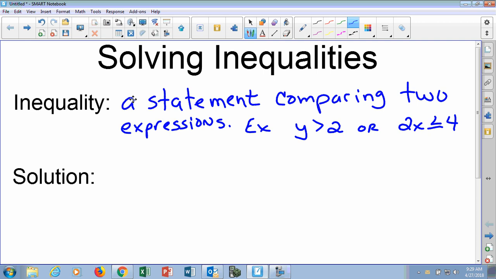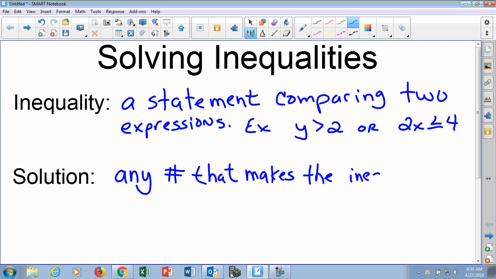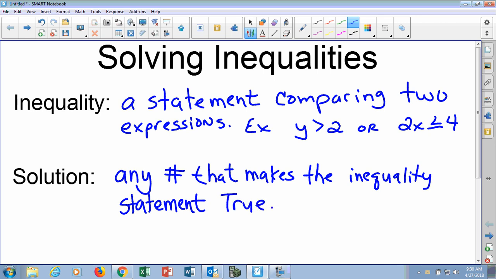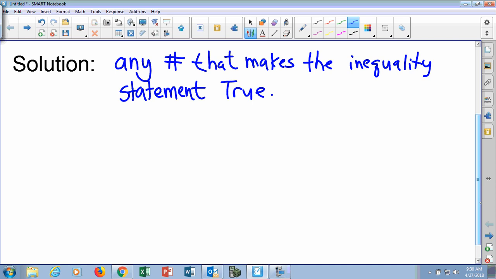Okay? So when I was talking about solutions, a solution is any number, and that is the number sign, not the hashtag that your generation knows by, that makes the inequality statement true. Did everyone get the definition for inequality? Okay, that way I can at least cut that off. There you go.